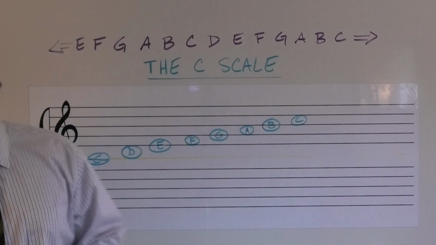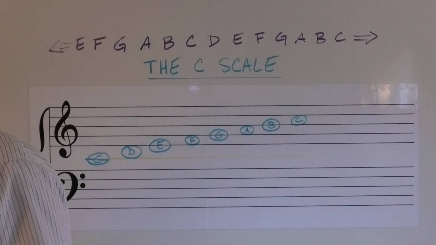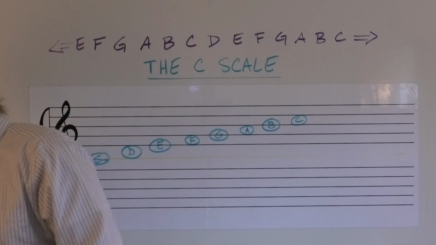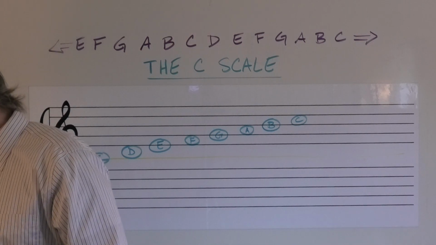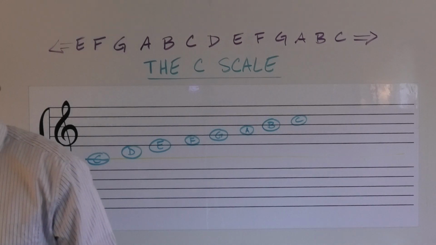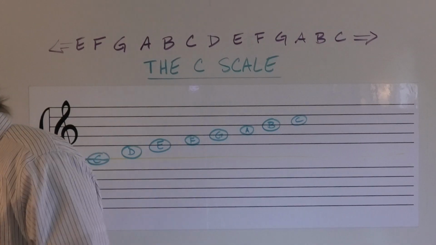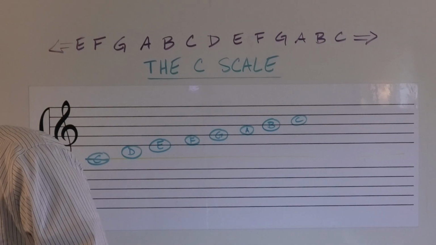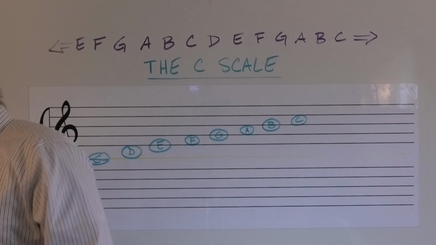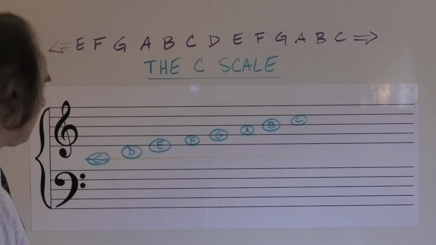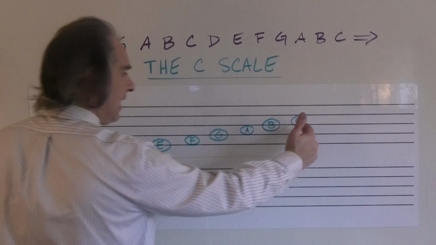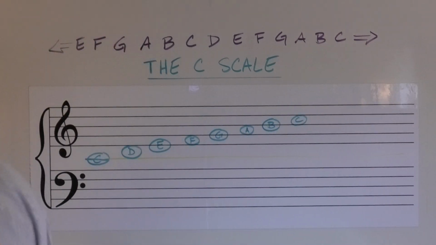So the C scale, I'll play it. C, D, E, F, G, A, B, and then we end with C, which we started with. Because if you just go to B, the scale does not sound complete. You want to hear that C. You want to complete the scale. So that's the C scale. We start and end on C.